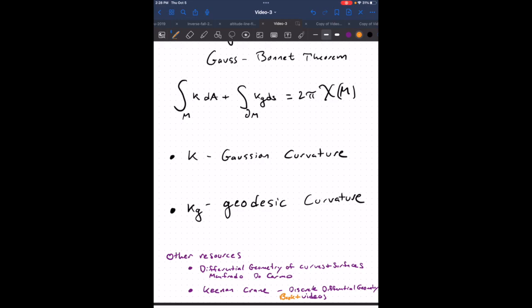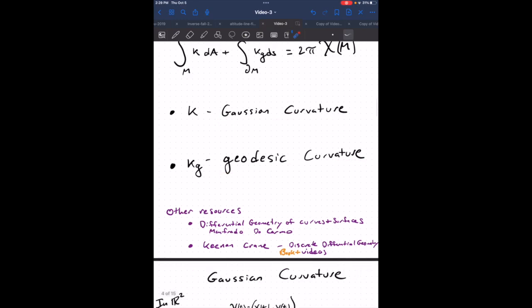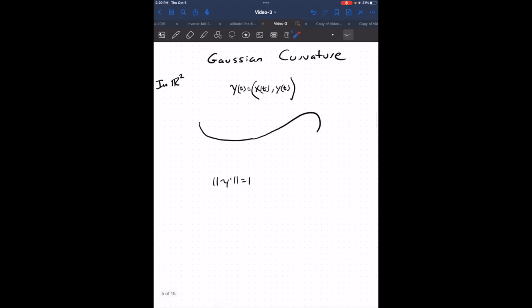Okay, so we want to give intuition for Gaussian curvature and geodesic curvature in this video. Let's first consider a curve in the plane, and we're going to parameterize it by gamma of t. And we're going to say this is parameterized by arc length. So as t goes from, let's say, 0 to 1, we'll just move along our curve. What we want to say is some points here we would have big curvature, and maybe a point here, we'd have less curvature, small curvature.